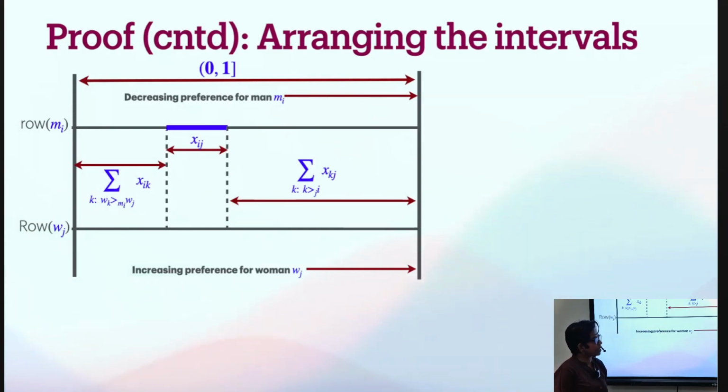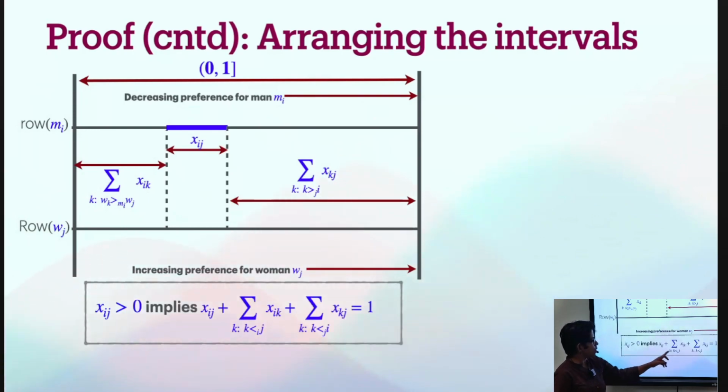Is there some property that you can see following that lemma that we just now used? What should this imply now? See, there is an interval xij on the man mi's row. There is also an interval corresponding to xij in the woman wj's row. Okay?